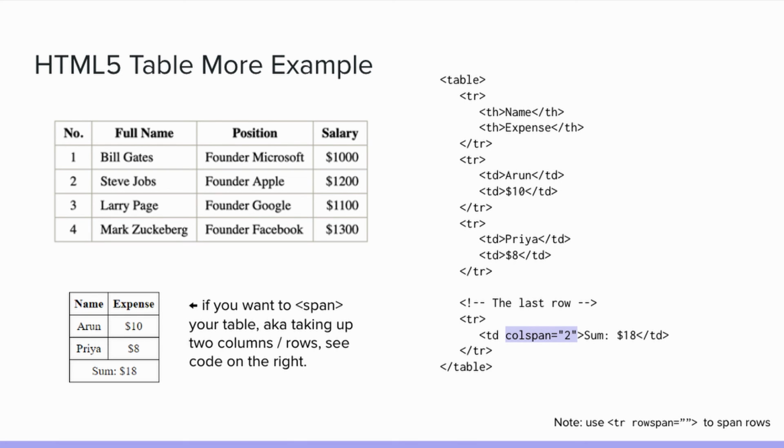Here are some more examples of the table. The table with all the founders of tech companies is another example of the plain table that we just went over. The table on the left, however, has a row with only one column. This feature can be achieved by using the colspan or rowspan attribute, as shown on the slide.